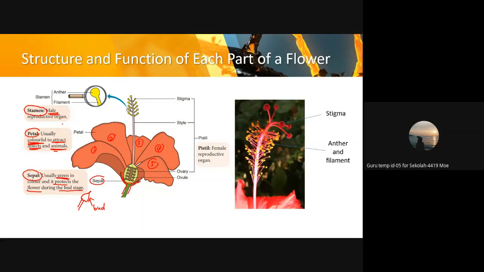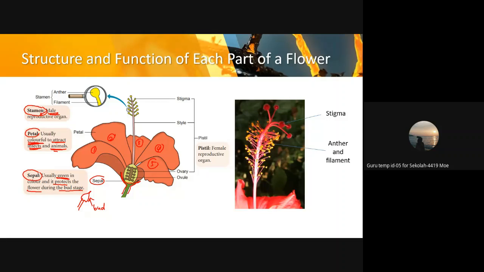For your information, a flower contains both male and female reproductive organs, unlike humans. Kalau humans, male and female reproductive organs are in separate bodies. But for a flower, the male and female reproductive organs are in the same flower, bukan different flowers. We look at the male reproductive organ first. It is called stamen. Ingat stamen.